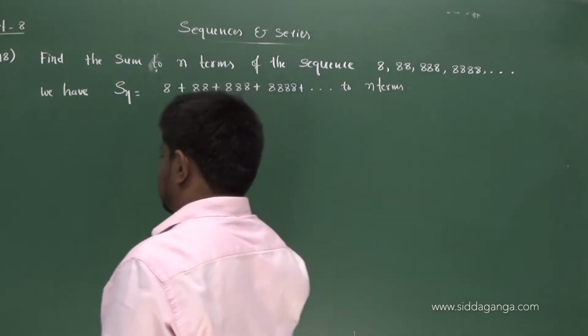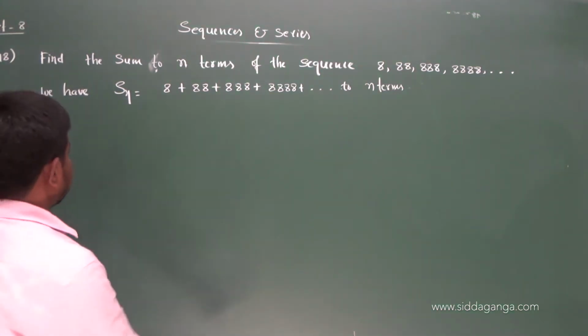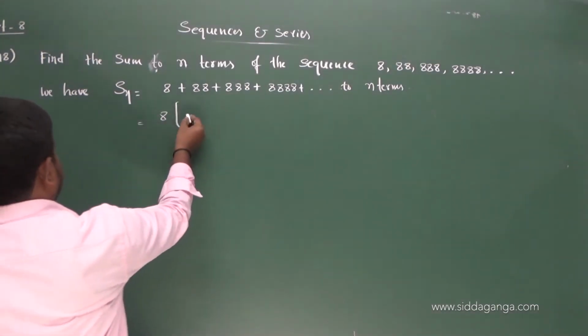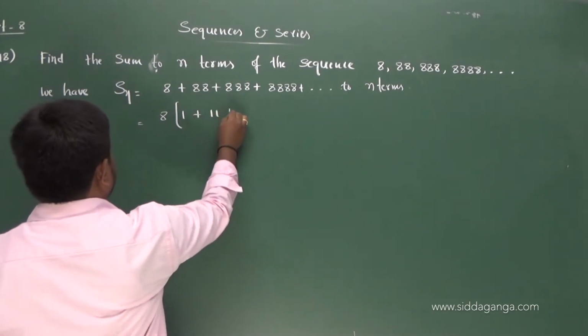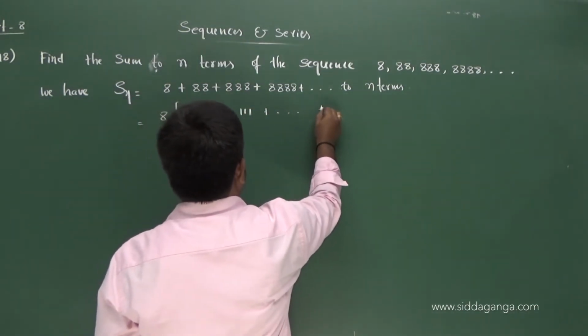Okay. So, we have to find the sum of n terms of the sequence. Now, as I said, this is neither GP nor AP. Then what to do? It's very simple. I am going to take 8 outside. What does it mean? 8 times (1 plus 11 plus 111 and so on to n terms).